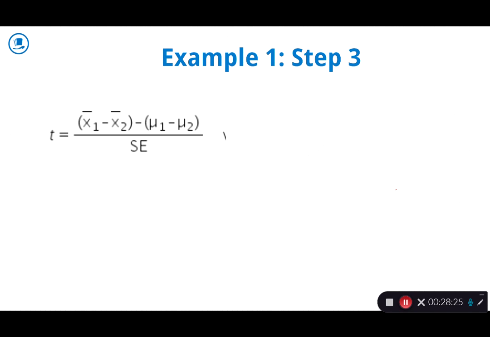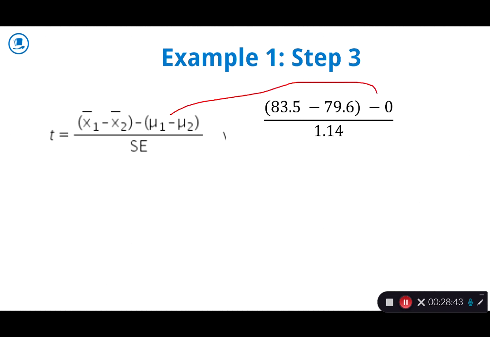So, what's the t calculation going to be? Well, I need the two means, 83.5 and 79.6. Get the difference between them and compare that to the difference between the population means. According to the null hypothesis, the difference between the population means is 0. There's the difference between the sample means. We couldn't do this if we didn't have the null hypothesis, because I would have no idea what that would be. But if we assume they're the same, they're not different, we get a 0. So that effectively drops out.